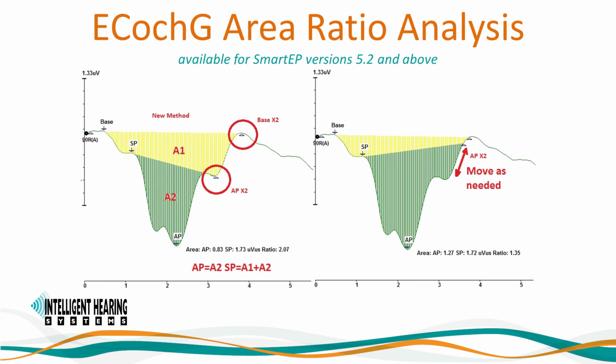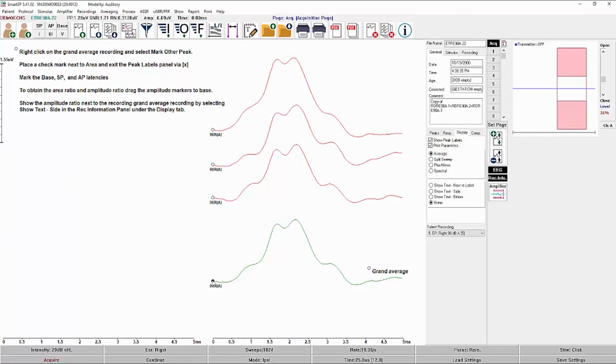If you would like to always calculate the area ratio, then you will need to save this option once activated as part of your eCog settings file under Save Settings. If the eCog response was acquired with SP-AP positive upward slope morphology, yet you prefer to calculate the area ratio with a negative downward slope display, then invert the sum recording via the process menu Invert Active Selection to flip the waveform. Now let's proceed to the software to see these steps in action.